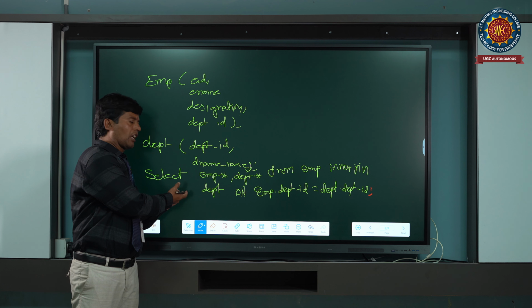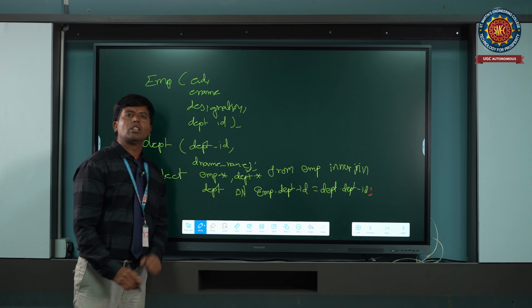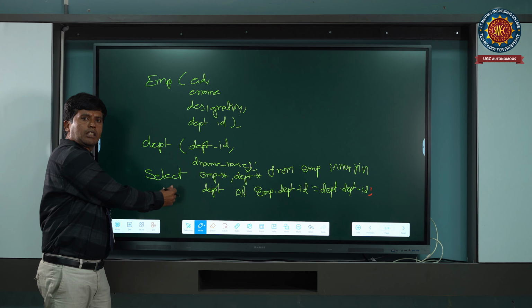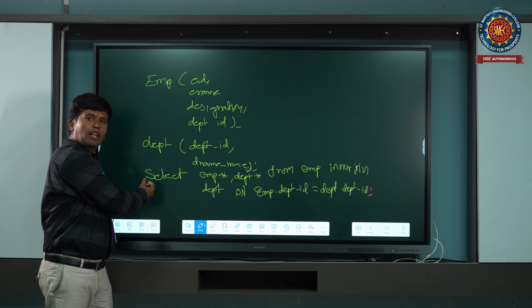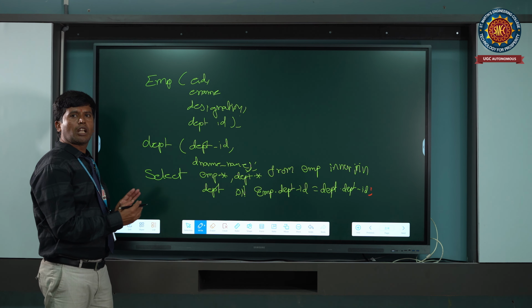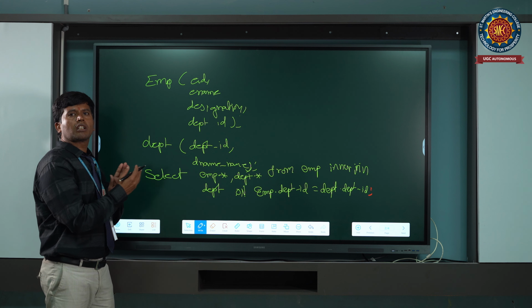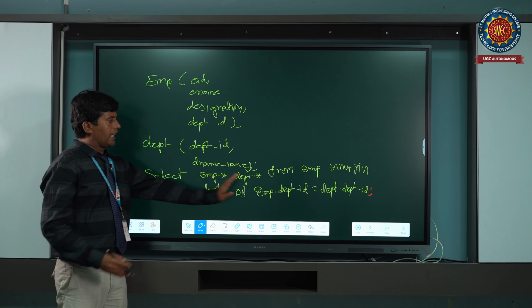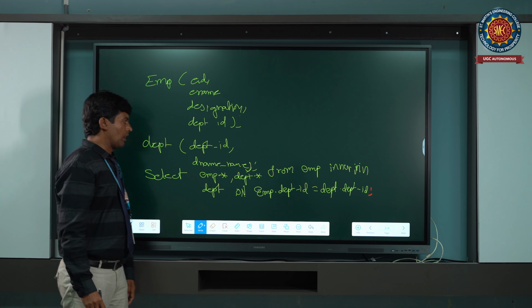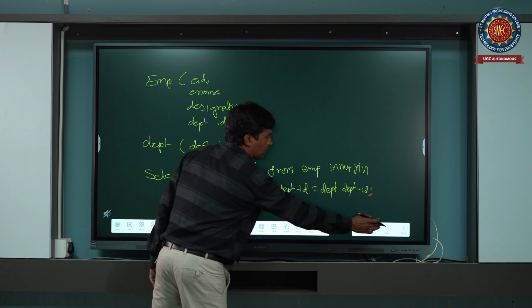The inner join you can also call equijoin whenever the condition is an equal condition. So it displays all the records from the two tables which match on common values in the department ID column. That is called equal join.